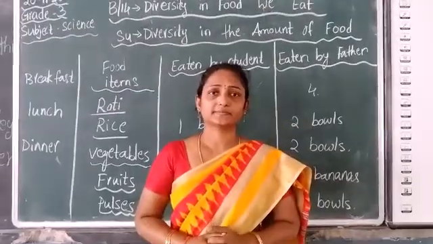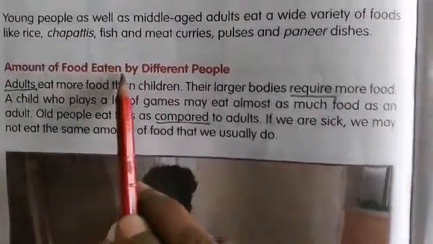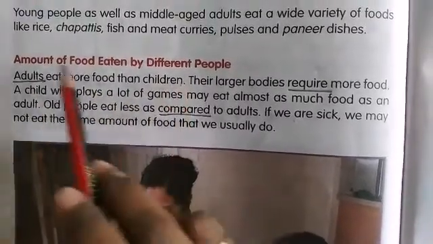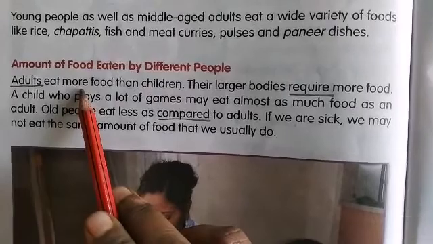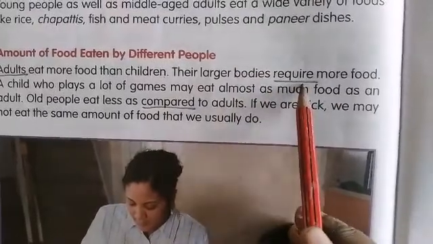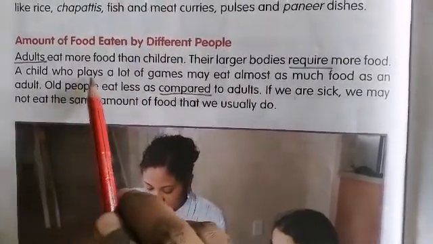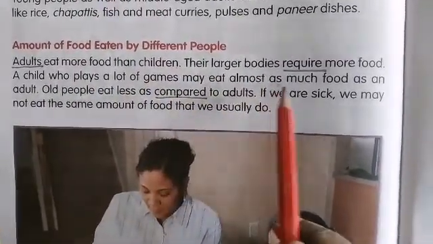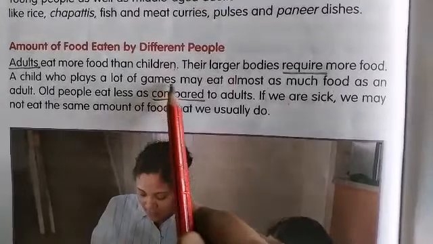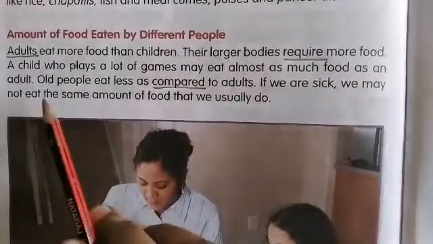Now open your readers. Children, open your reader, page number 90. Amount of food eaten by different people. Adults eat more food than children. Underline adults. Adults eat more food than children because their larger bodies, they require more food. Require, underline require. A child who plays a lot of games may eat almost as much food as an adult.